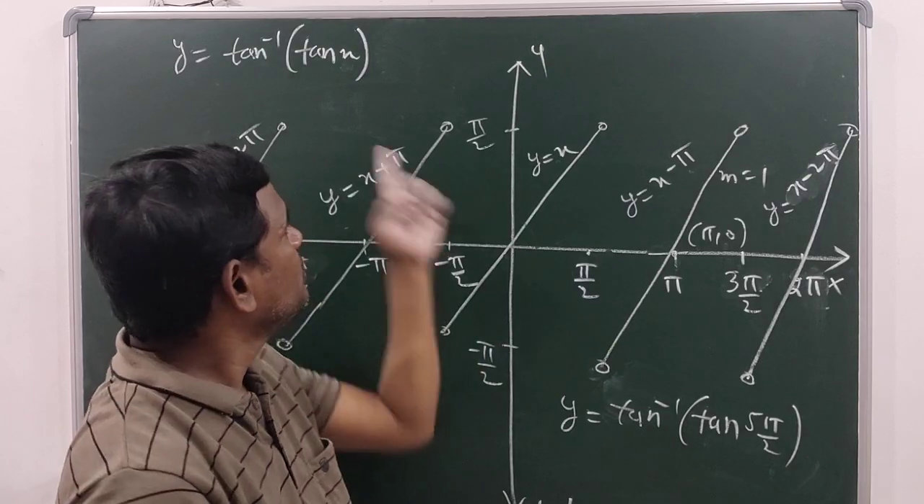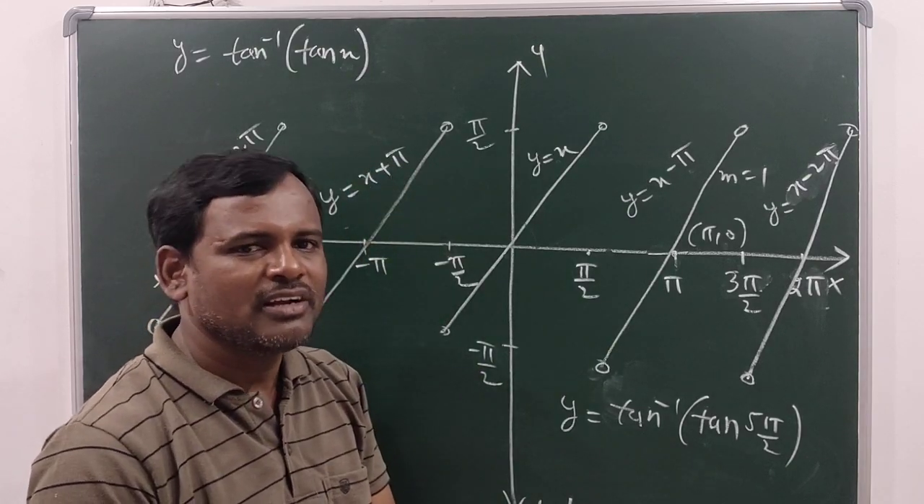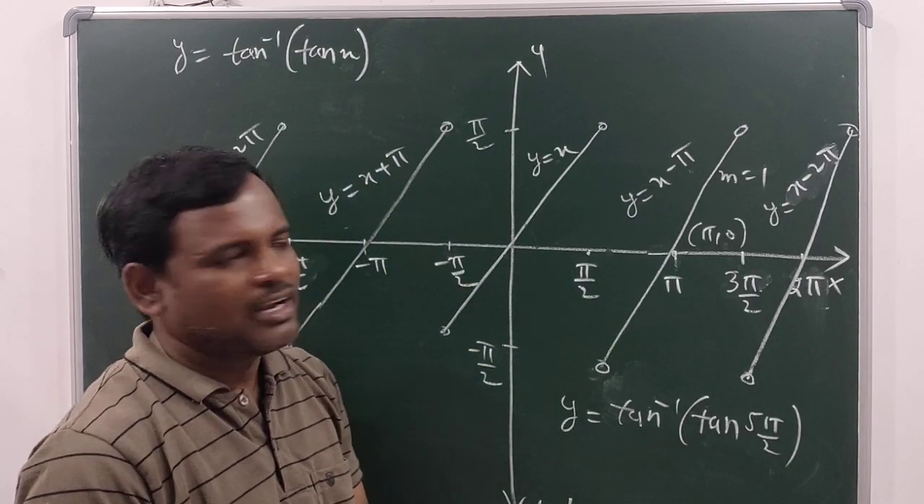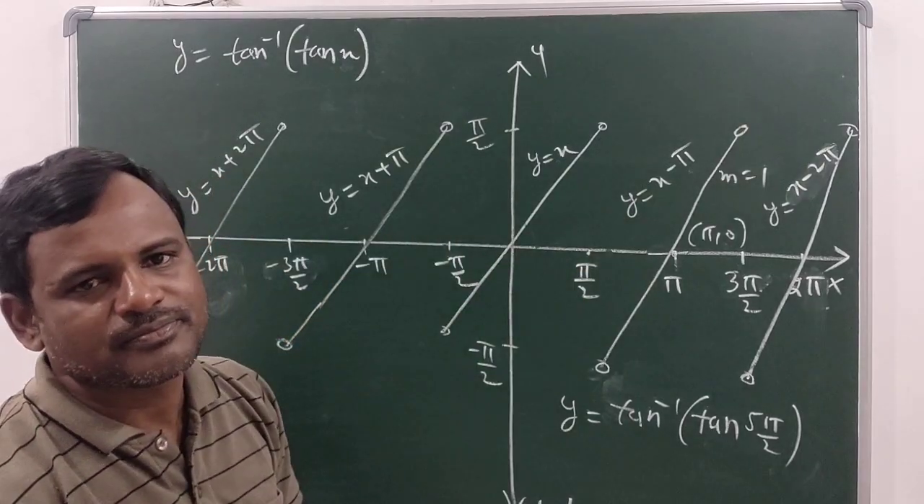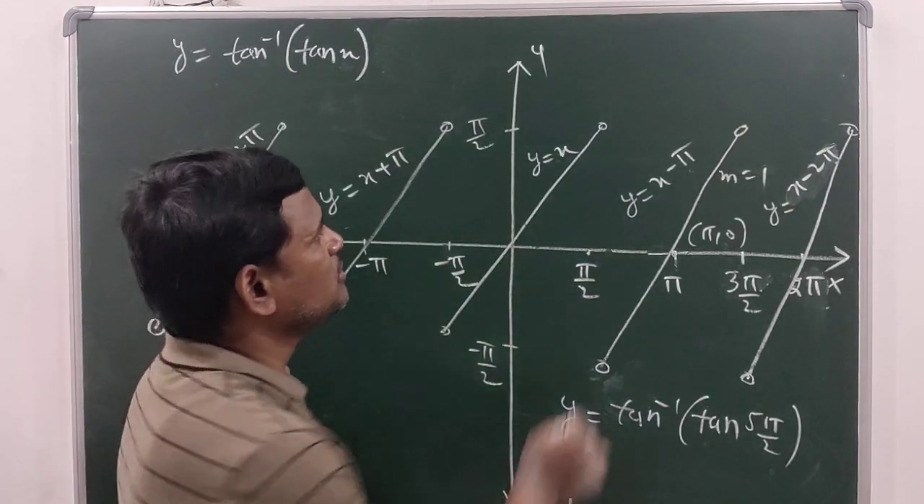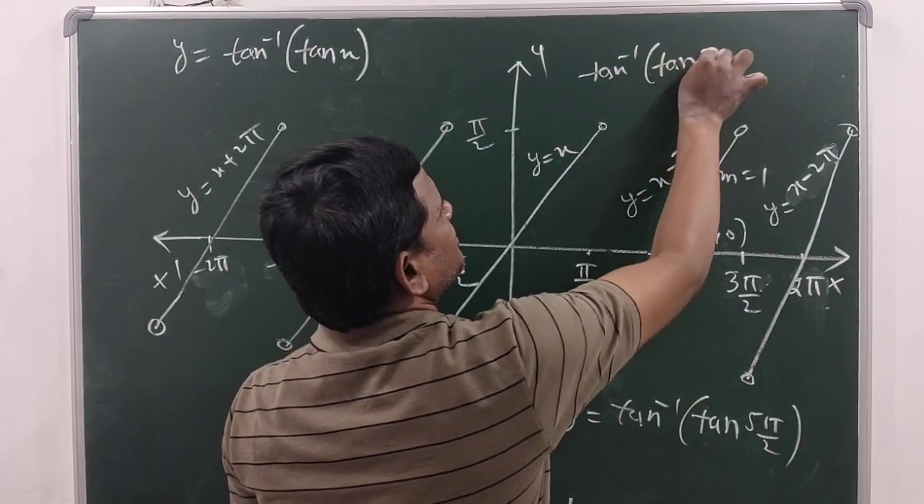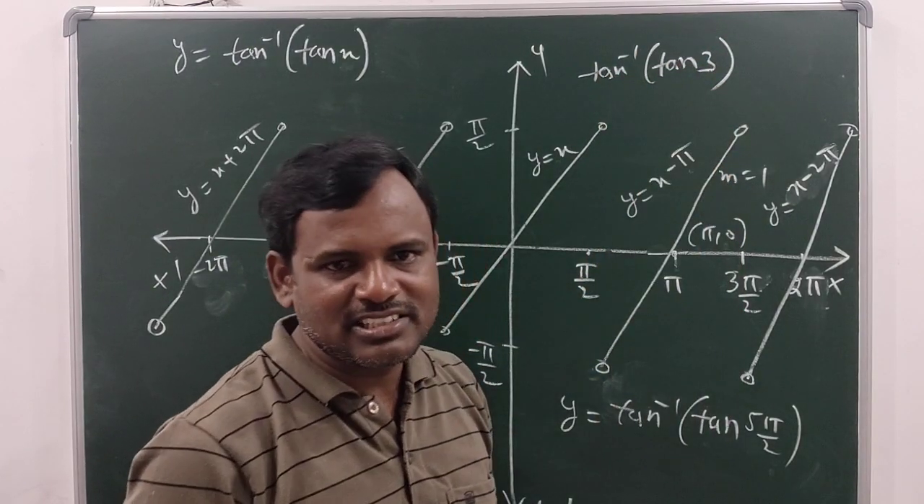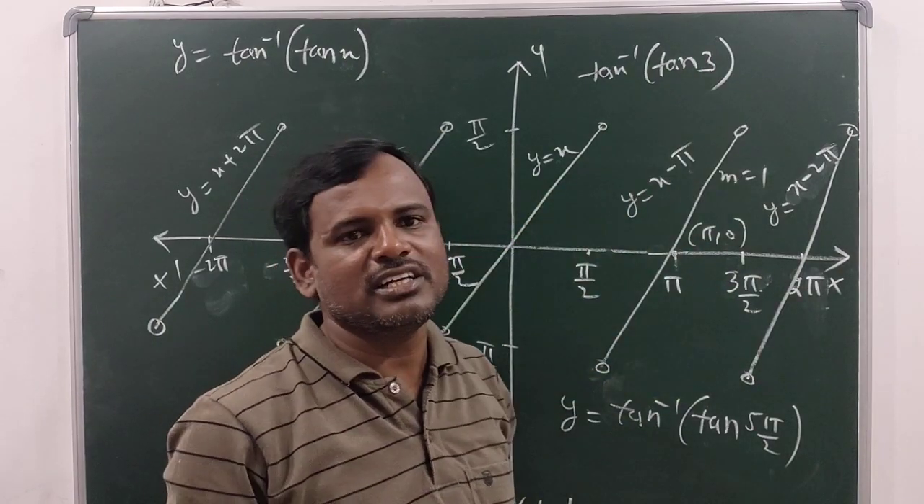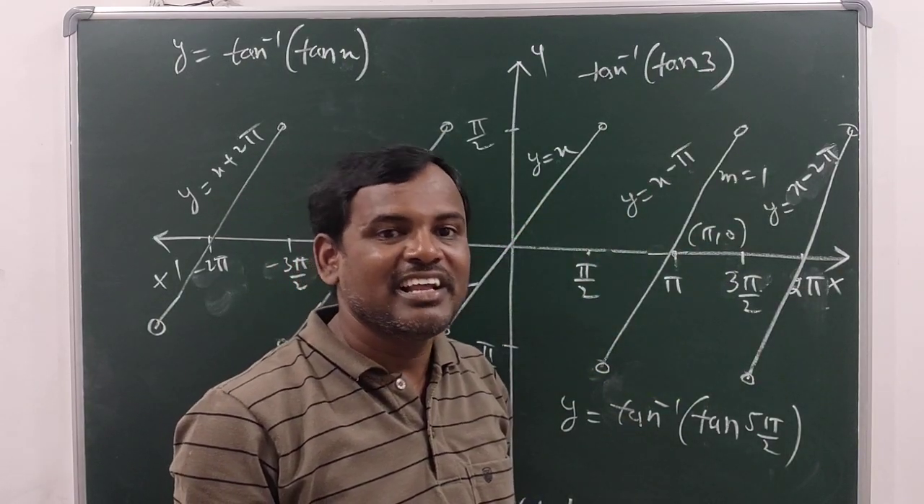Okay. So this is also a periodic function whose period is pi, and you have to do the problems like this. So here also tan inverse of tan 3. Is this result 3? What do we understand about 3? It is given in radian measure.